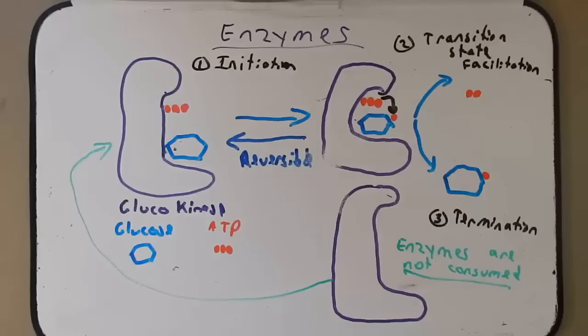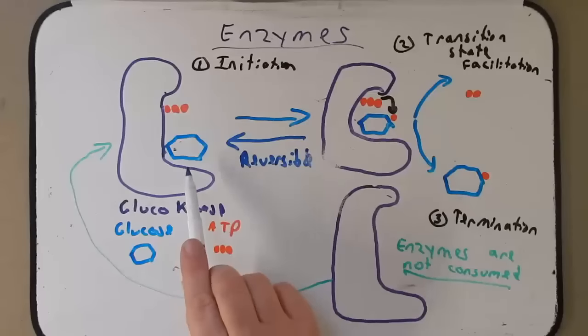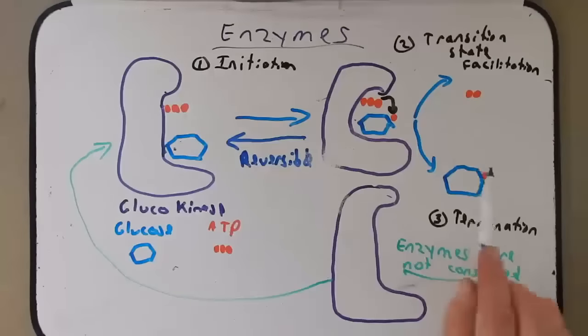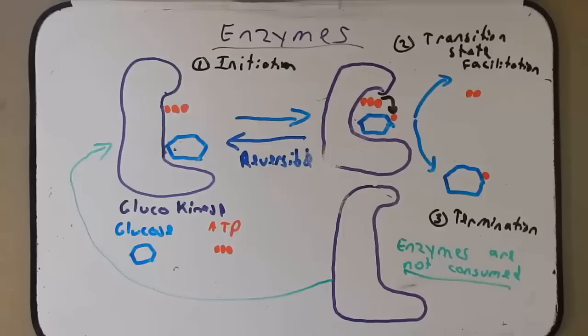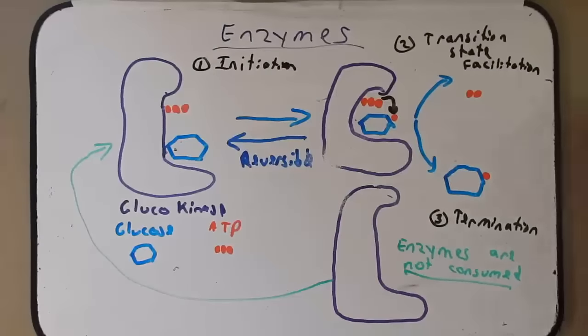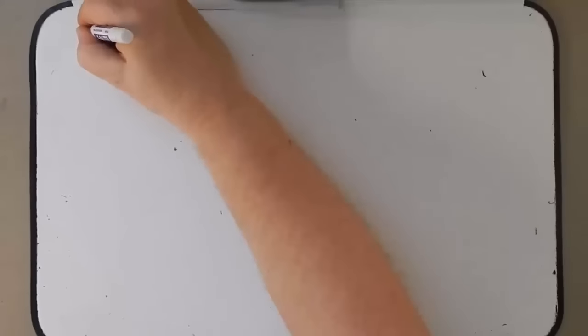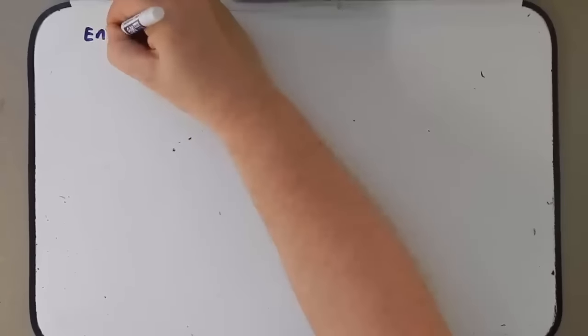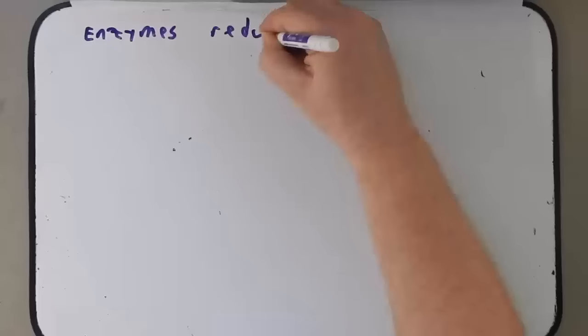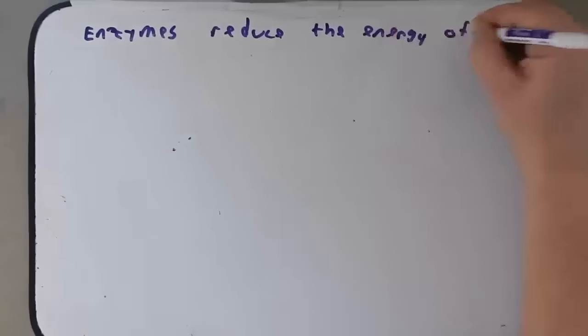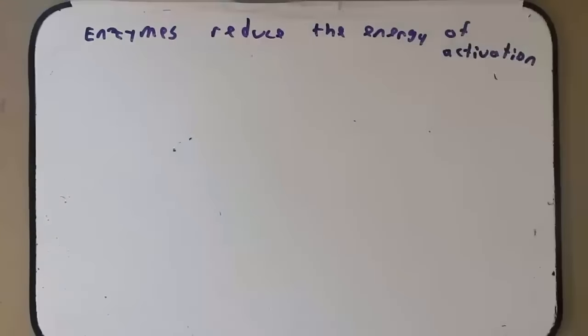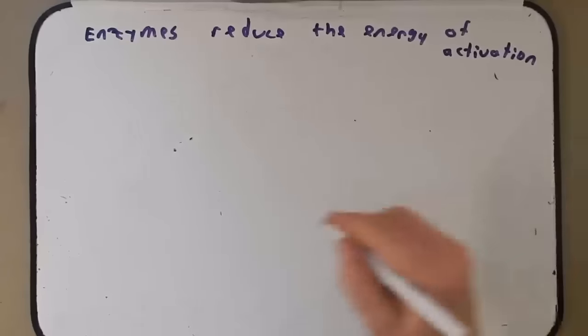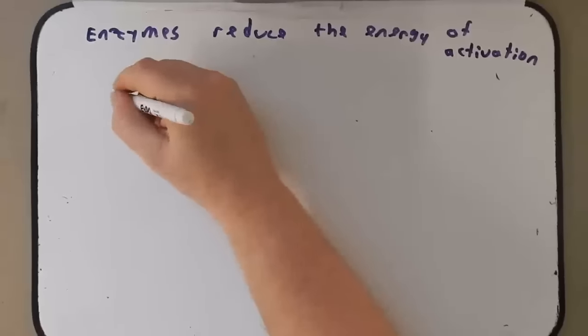Now, up to this point, what we have said is that enzymes bind substrates and turn them into products. But now I want to talk about why it is important that enzymes do this. So I'm going to erase this and move in that direction. Okay, so what I want to talk about now is that enzymes reduce the energy of activation. So let's talk about this energy of activation, and in doing so, let's draw this graph here.